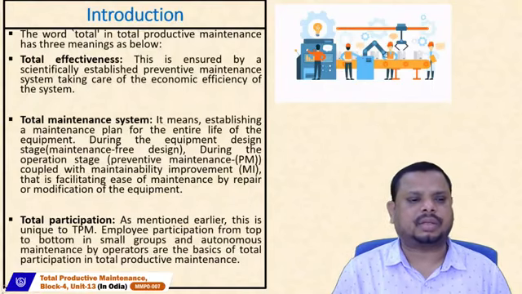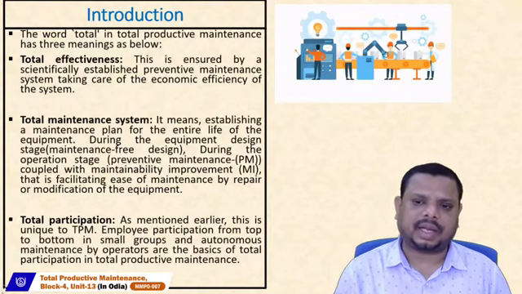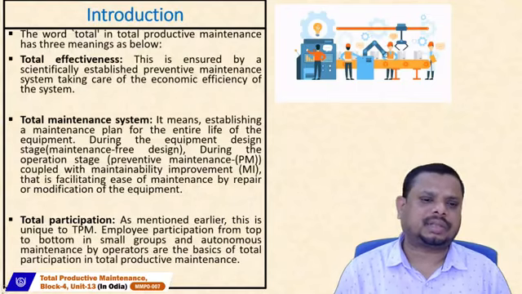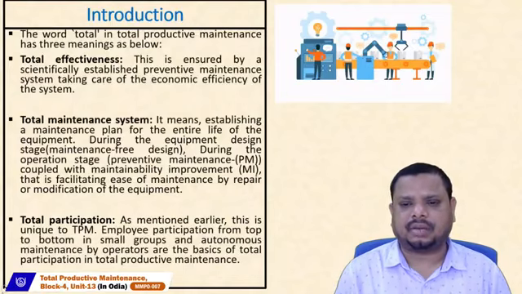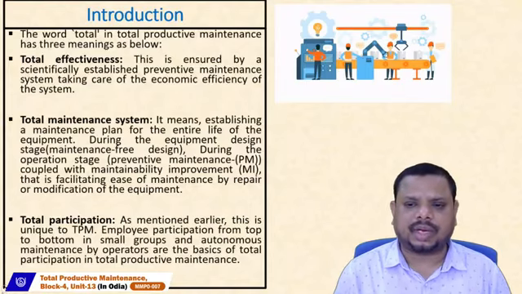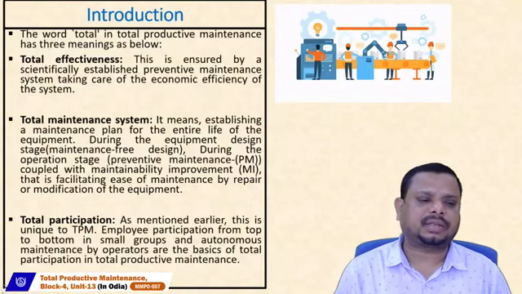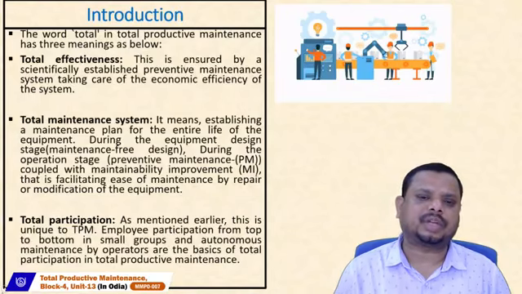So if you combine this total maintenance system, the first important part is that it defines the entire life of the machines or equipment. The next is that during the equipment design stage, it provides a maintenance-free design. The second point is that during the operation stage, the maintenance department provides preventive maintenance to improve the maintainability of the equipment, so that any kind of modification and repair can be done to that particular equipment. So this is all about the total maintenance system.